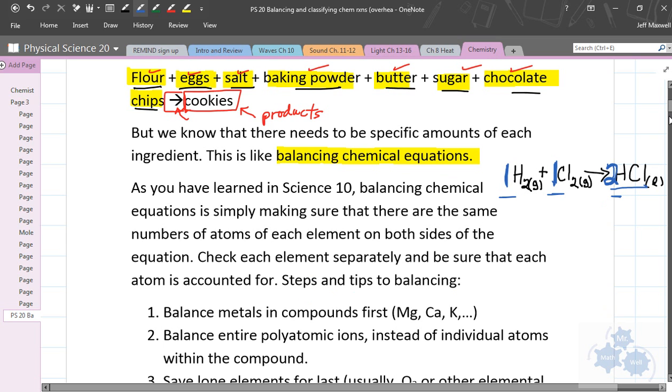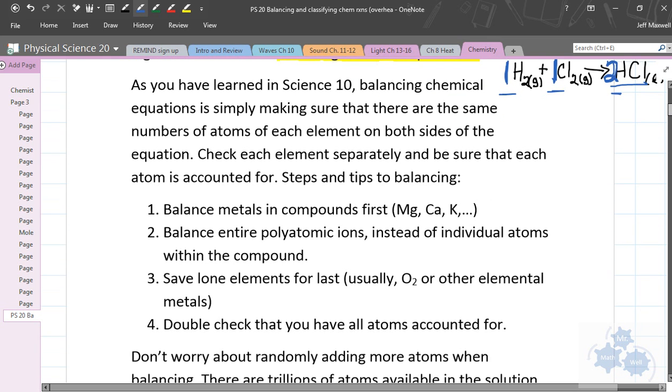All right. So there are some rules, some tips, I guess, to balancing, which you might want to write down. There's 4 of them that I've just kind of summarized and mentioned here. So number 1, it's a good idea to balance metals that are in compounds first, like magnesium, calcium, potassium, lithium, strontium, barium. The metals that are in compounds, that's a good idea to start with those. So yeah, you might want to write these steps down. And again, if you want to title this as just steps and tips to balancing equations. So balance metals in compounds first.